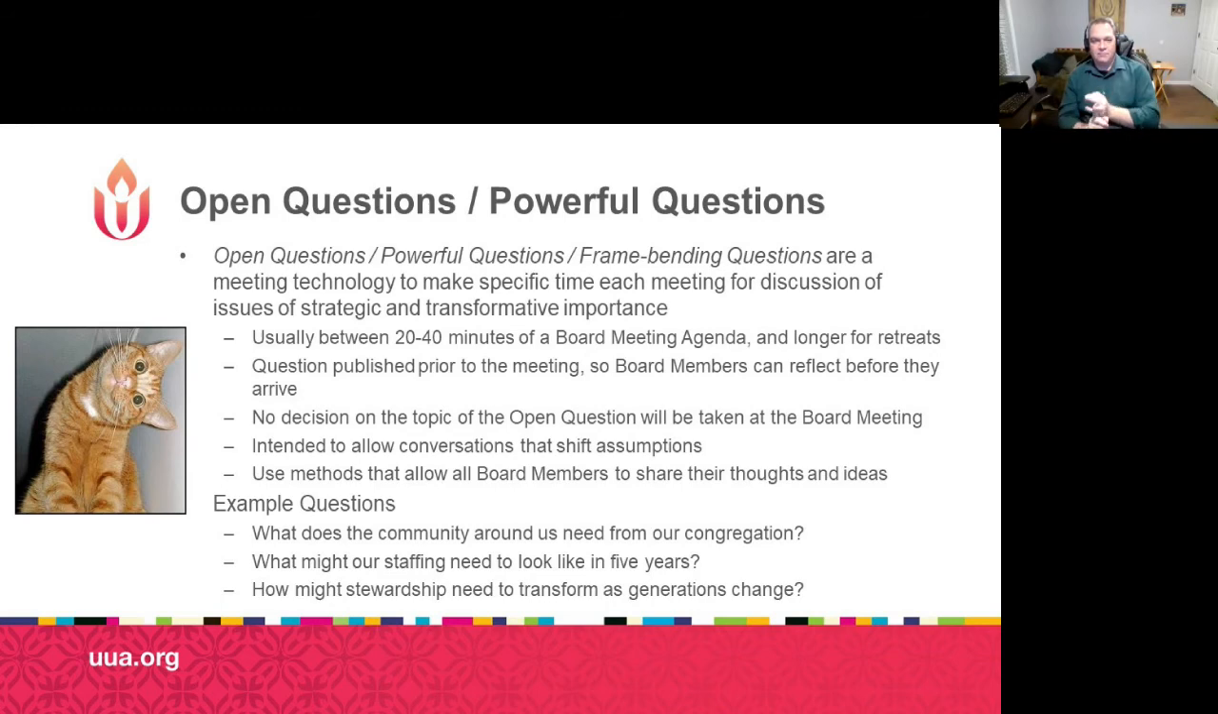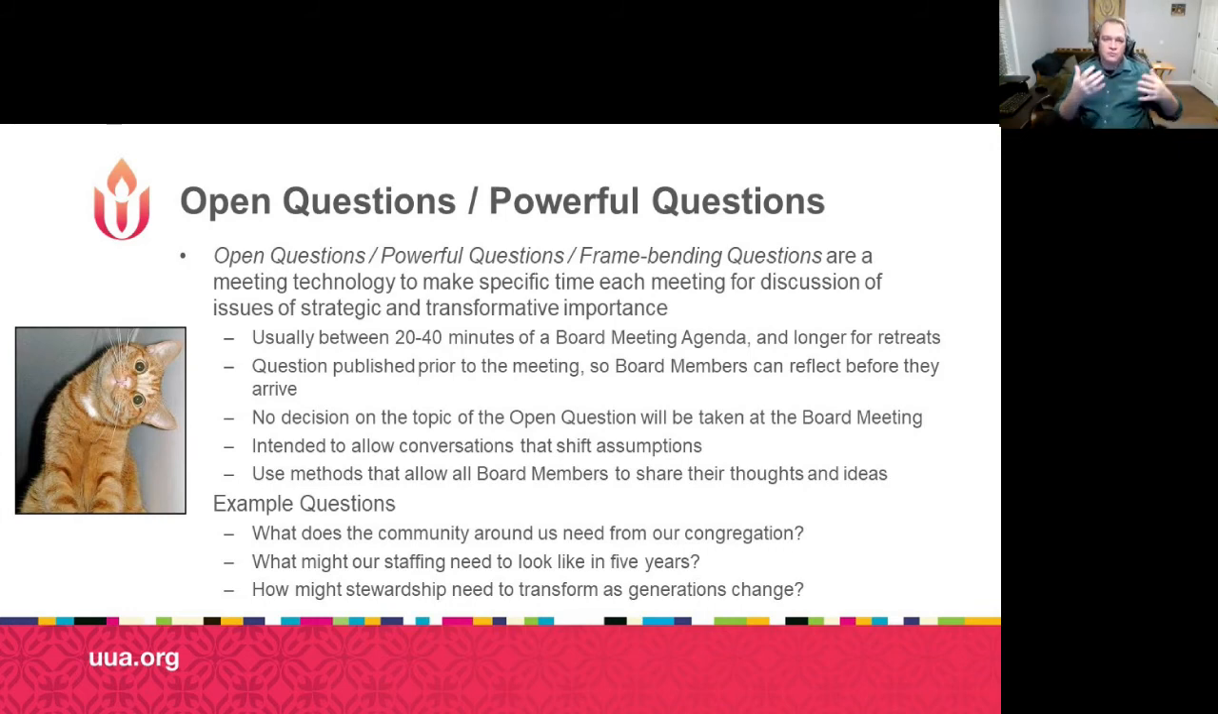It is simply the board doing its discernment about the mission and vision of the congregation, the future health and vitality of Unitarian Universalism together in an almost covenant group format. And to reserve 20 to 40 minutes of time for the board simply to sit together to engage this question. And it could be a different question every month. It could be the same question for a year. In every board meeting there is going to be a space where there's no voting, there's no decisions being made, there is just a conversation.